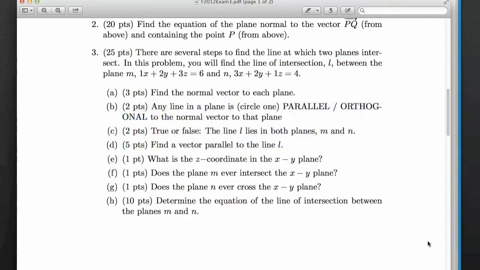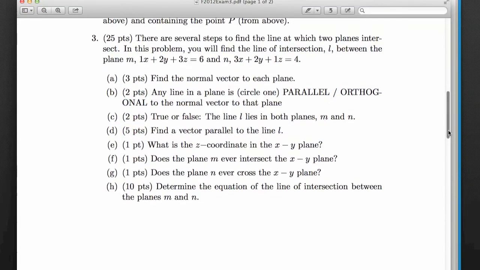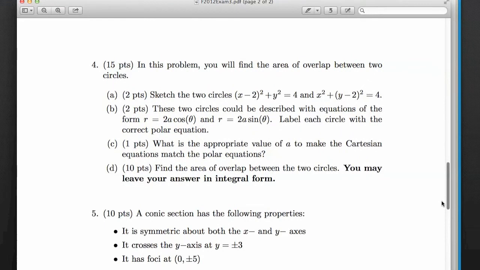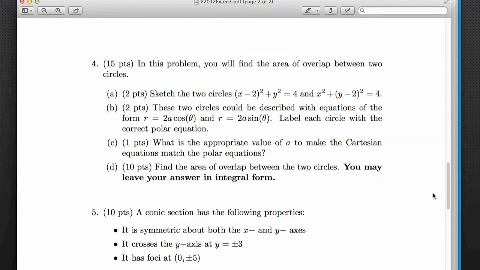Next up. And what was the next problem? We've got to go down here. In this problem, you'll find the area of overlap between 2 circles. All right. So first we have to sketch the 2 circles.